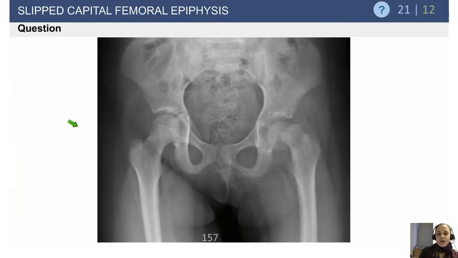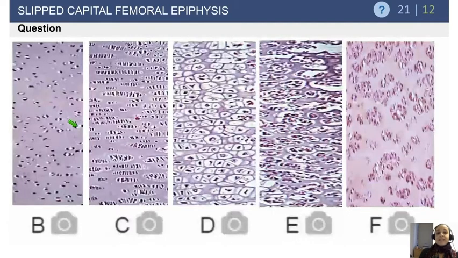So the first part of this question is to identify that this is indeed a slipped capital femoral epiphysis. And then the next most important part of this question is to realize that SCFE occurs through the zone of hypertrophy. And then even if you can easily figure out that it occurs through the zone of hypertrophy, you then have to know what the zone of hypertrophy looks like. And the answer to this one is D. This is the zone of hypertrophy.